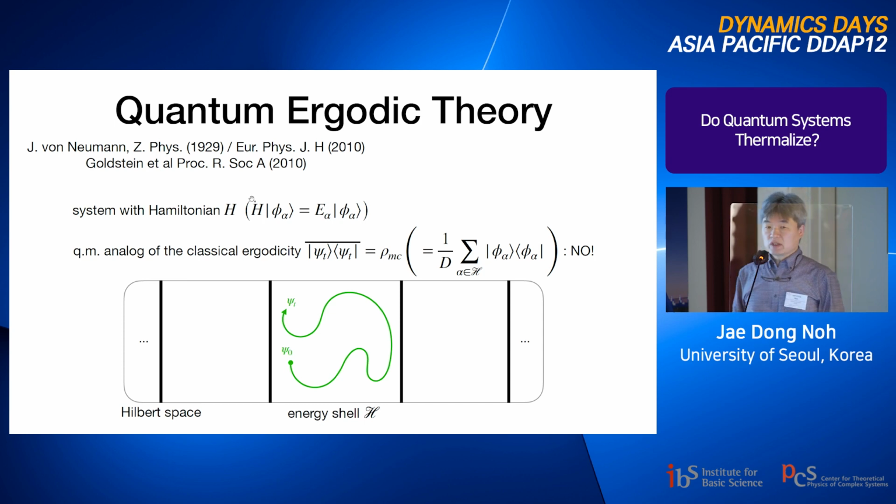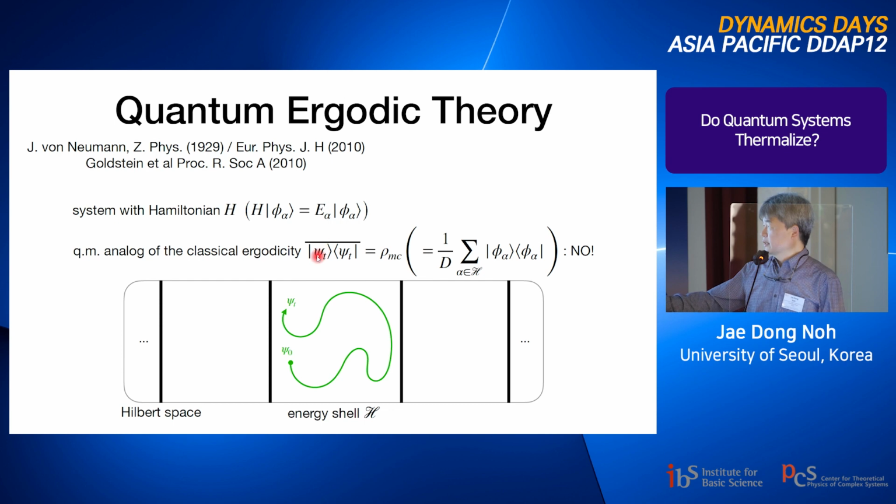Then what would be the quantum mechanical analog of classical ergodicity? Okay. Then one may consider this density matrix. This is the full Hilbert space. Suppose there is some microcanonical energy shell here, and then you just pick a random state, psi 0, inside this microcanonical energy shell.